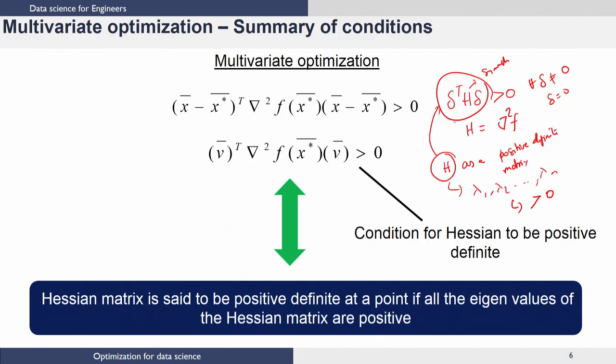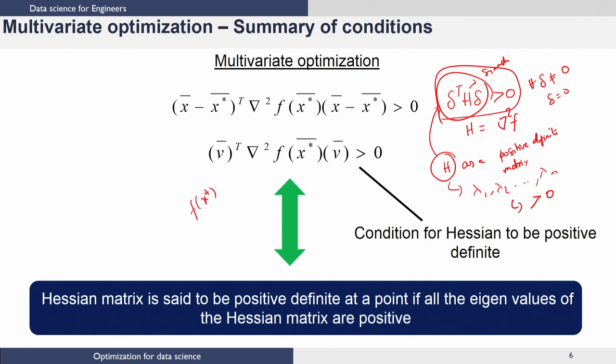So, if you want this to be positive for any direction, why do we want this? We want this because we want f of x star to be the lowest value in its neighborhood, and that we said will happen if this is positive for every delta. That condition can be translated to H being positive definite, and H being positive definite can be translated to the condition that lambda 1 to lambda n, the n eigenvalues of H, are strictly greater than 0.